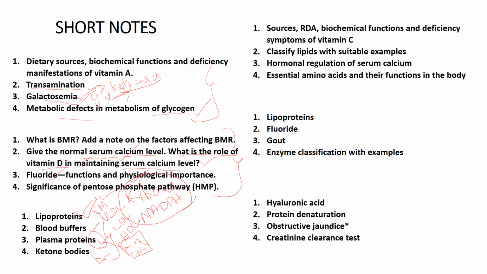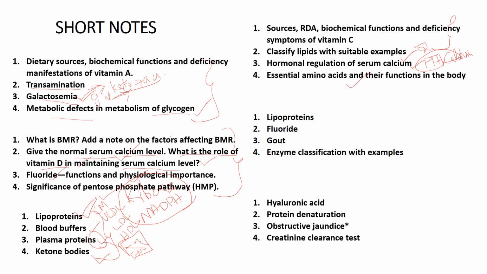So here, the next thing is sources. Again, you have been asked sources of vitamin C, and classify lipids is given. We have to write simple, derived and complex with suitable examples. And hormonal regulation of calcium, we have parathyroid hormone and calcitonin. So all this you have to write for this.